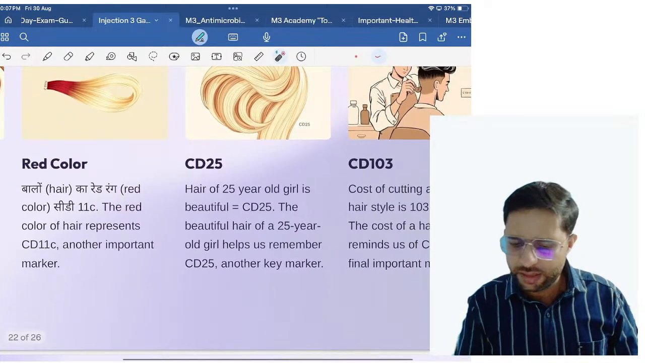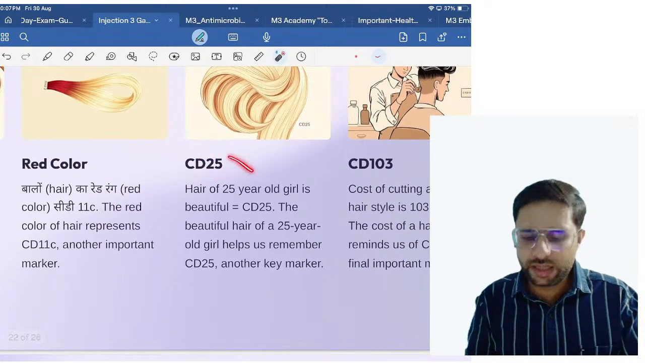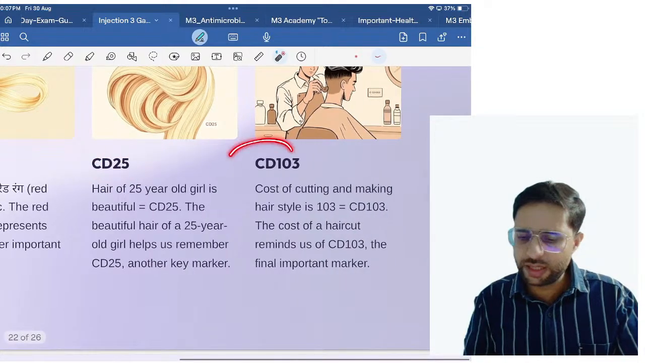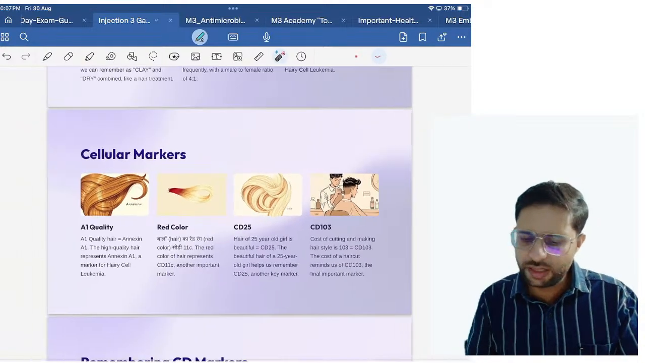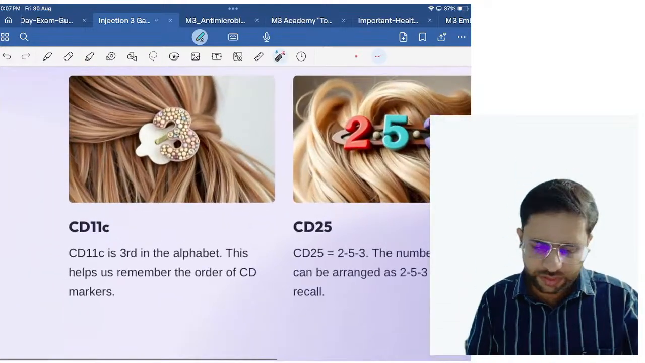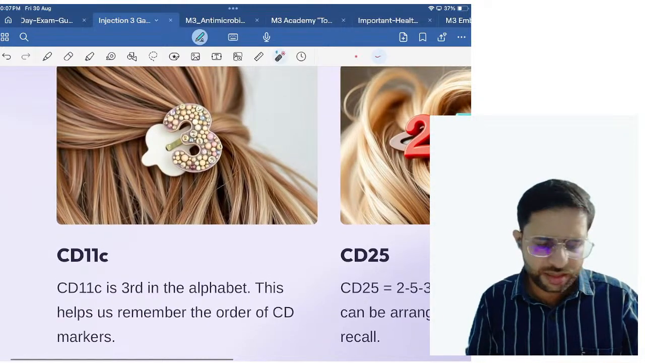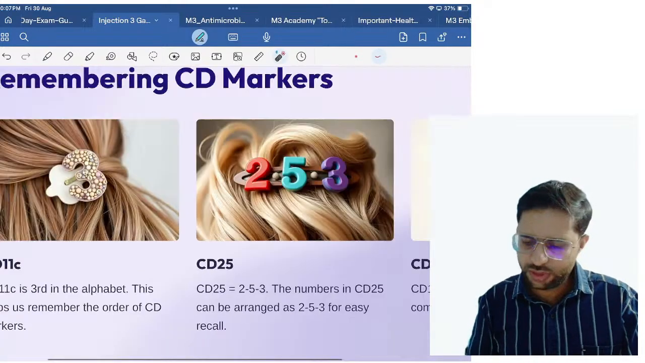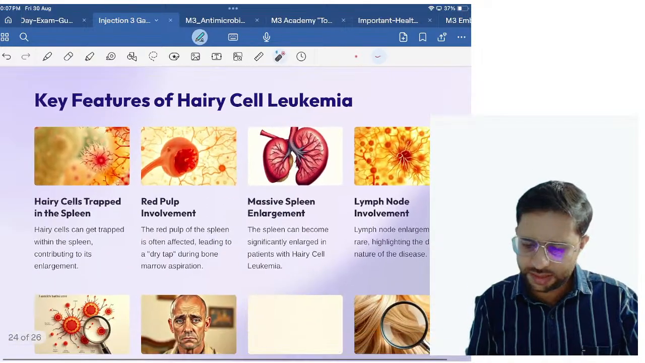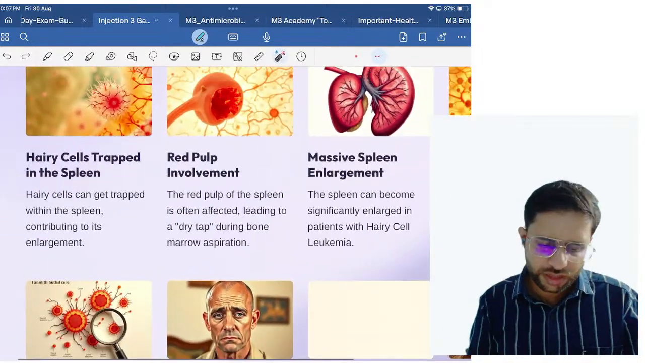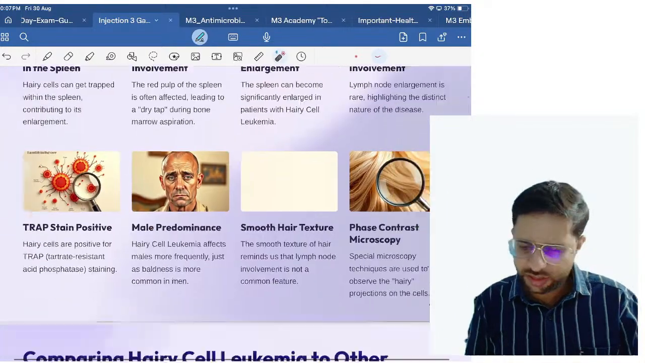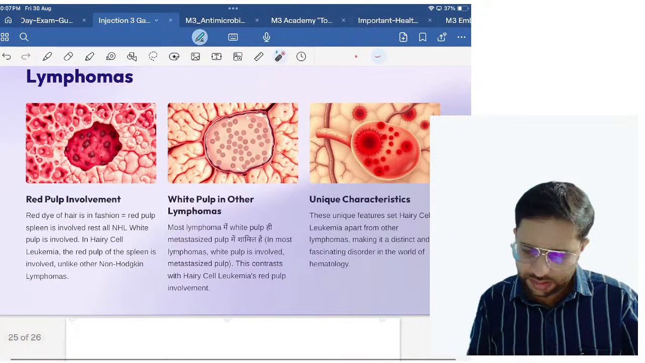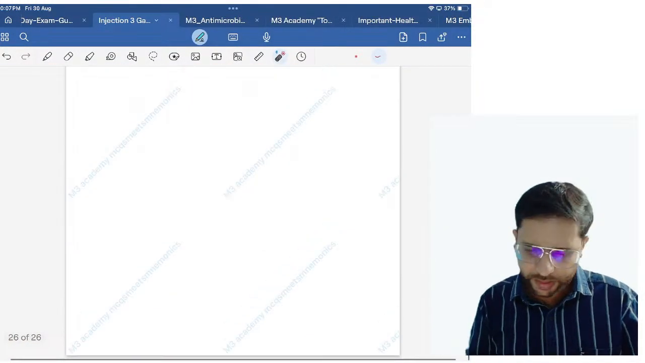Now a 25-year-old girl is very conscious about her hair, so CD25 is positive. Hair cutting cost is CD103. Yes, hair cutting cost is CD103. And every girl wants each hair to be clean, so 11c is positive. CD25 we already saw. Now, the key feature we already discussed.